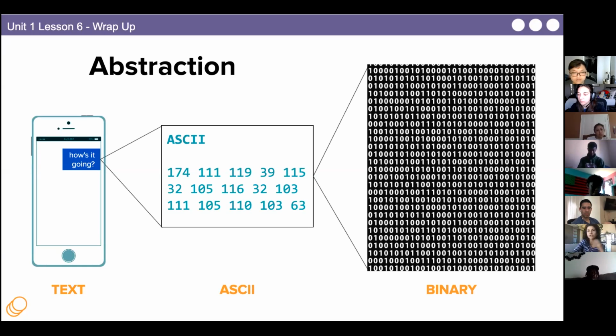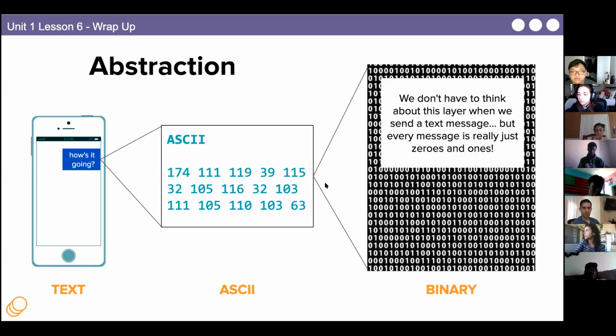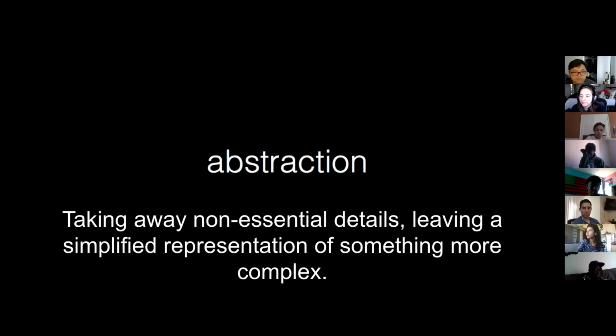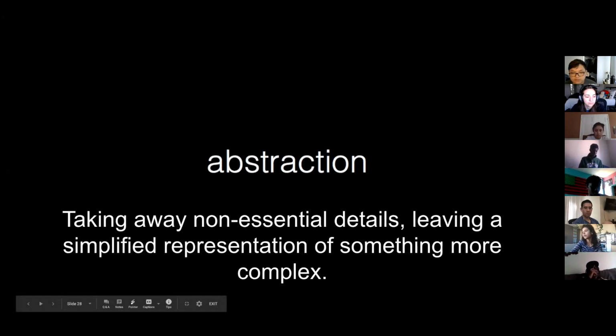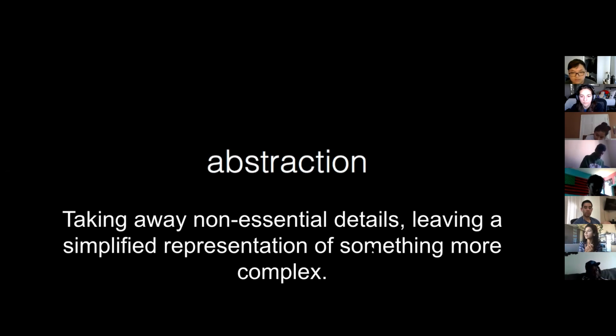And so we're introducing to you today the idea of abstraction. And abstraction means that we don't have to think about this layer here at all when we send a text message. We can abstract that away and just send our text message. How's it going? And so abstraction means, you can write this down, taking away non-essential details and just leaving a simplified representation of something more complex.